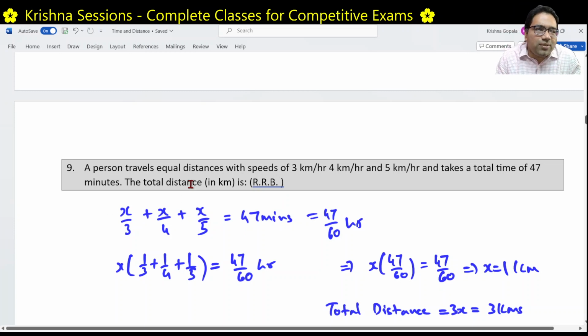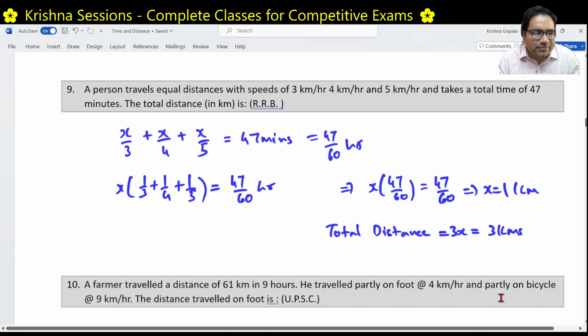Then, the total distance is what? 3x, right? 1 kilometer he traveled at 3 kilometers per hour. Second kilometer he traveled at 4 kilometers per hour. Third kilometer he traveled at 5 kilometers per hour. So total distance is 3x, which is equal to 3 kilometers.